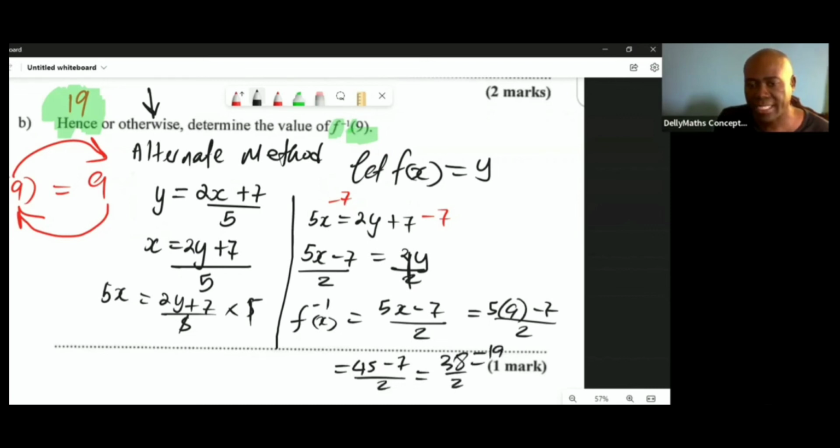That is 19. But you wouldn't want to do all of that for 1 mark, because this question was set up so that we understand that if I plug in 19 in a function and it gives me 9, then the inverse of the 9 will go back to that 19. So that is why I suggested that the answer is 19. You pick up that 1 mark. You wouldn't want to do all of this just to get back the 1 mark. But if this is what you understand from it, then no problem. All right.